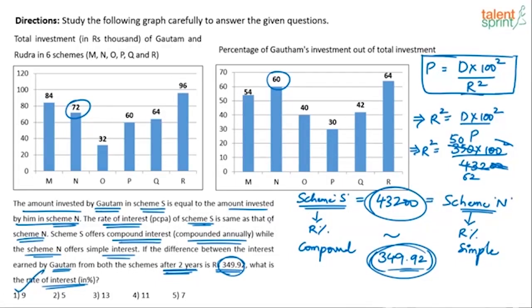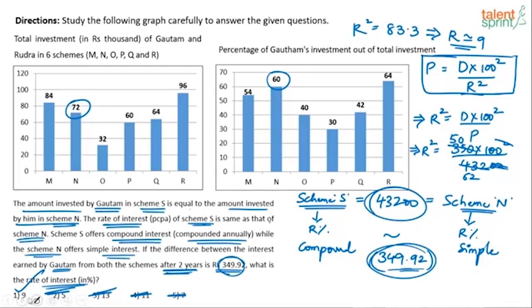See, calculation is your lookout. I'm sure you will do it yourself. You just have to arrive at the best answer. I have got 50 by 62 here. 50 by 62 is like 5 by 6. 5/6 of 100 is how much? 83.3. R squared, according to this data, is 83.3. So R should be approximately 9, and that's the best answer. From the options, 5 cannot be the answer, 13 cannot be the answer, 11 cannot be the answer, 7 cannot be the answer. It has to be close to 9, option 1.